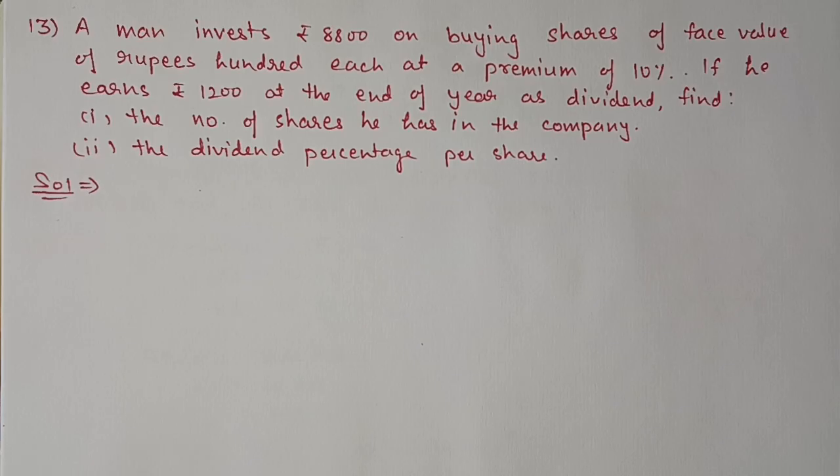Question number 13. A man invests 8,800 rupees on buying shares of face value of rupees 100 each at a premium of 10%. If he earns 1200 rupees at the end of the year as dividend, find the number of shares he has in the company and the dividend percentage per share.